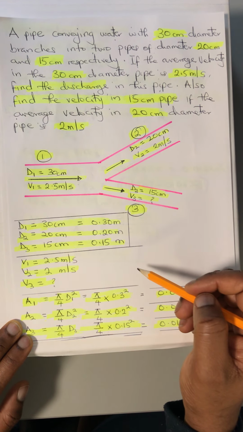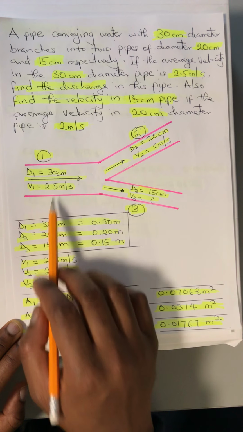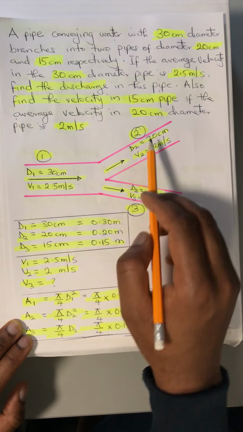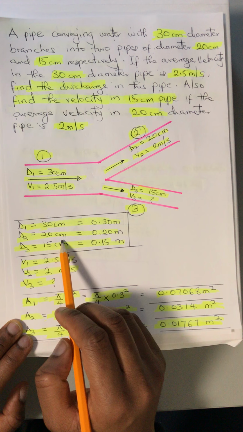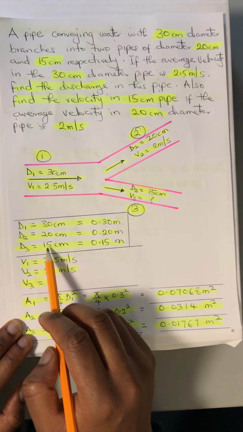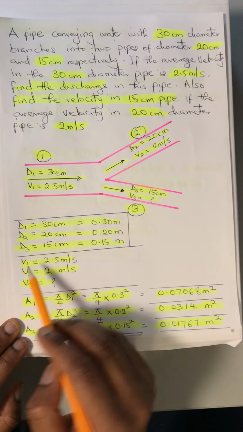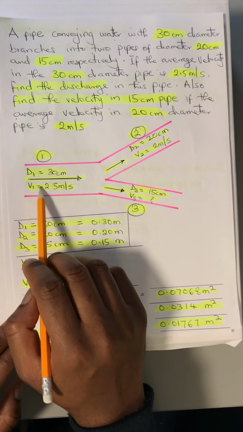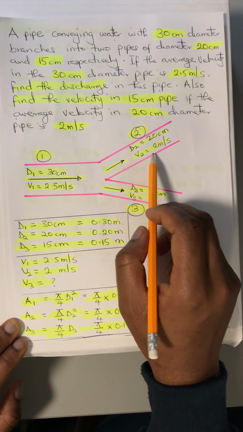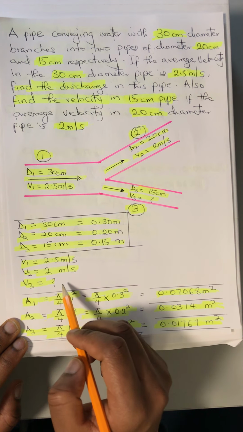Now, let's pull out our parameters. We have our D1, diameter in section 1, which is 30 centimeter, which equals 0.30 meter. We have diameter 2 of pipe 2, which is 20 centimeter, which gives us 0.20 meter. We have diameter 3, which is 15 centimeter, which gives us 0.15 meter. Now, we also have our velocity 1 from pipe 1, which is 2.5 meters per second. We have our velocity 2, which is 2 meters per second. Velocity 3 is unknown, which we are asked to find.